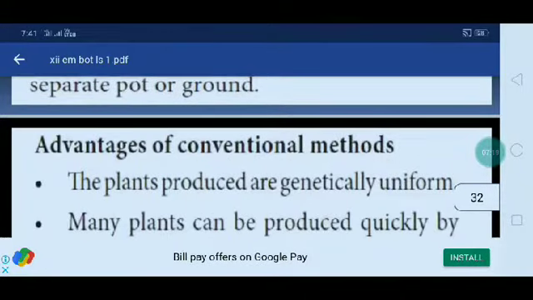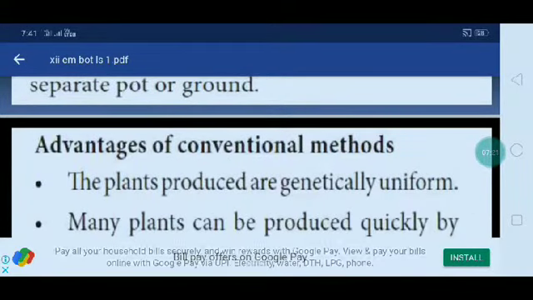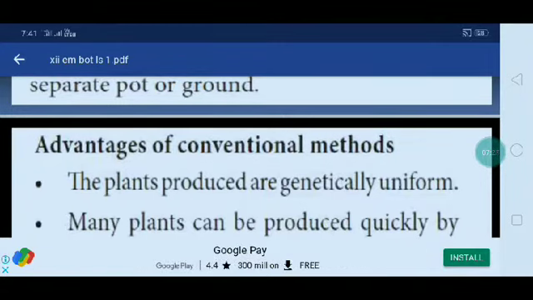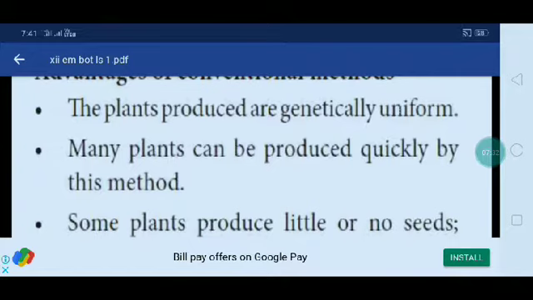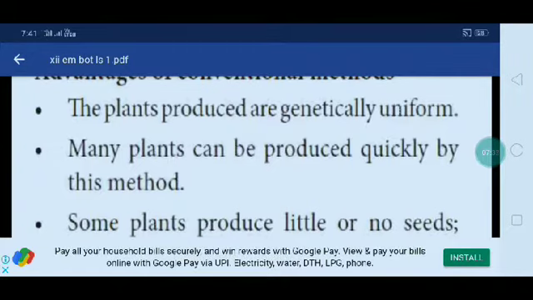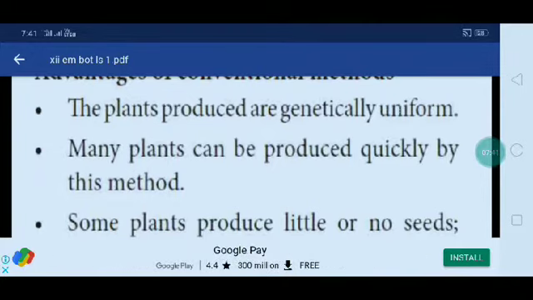Okay. What are the advantages and disadvantages of conventional methods? First one is advantages. The plants produced are genetically uniform in condition. Through a conventional method, the plants produced are identical, genetically uniform in nature. There is no genetic variation in the plants. So many plants can be produced quickly by this method.